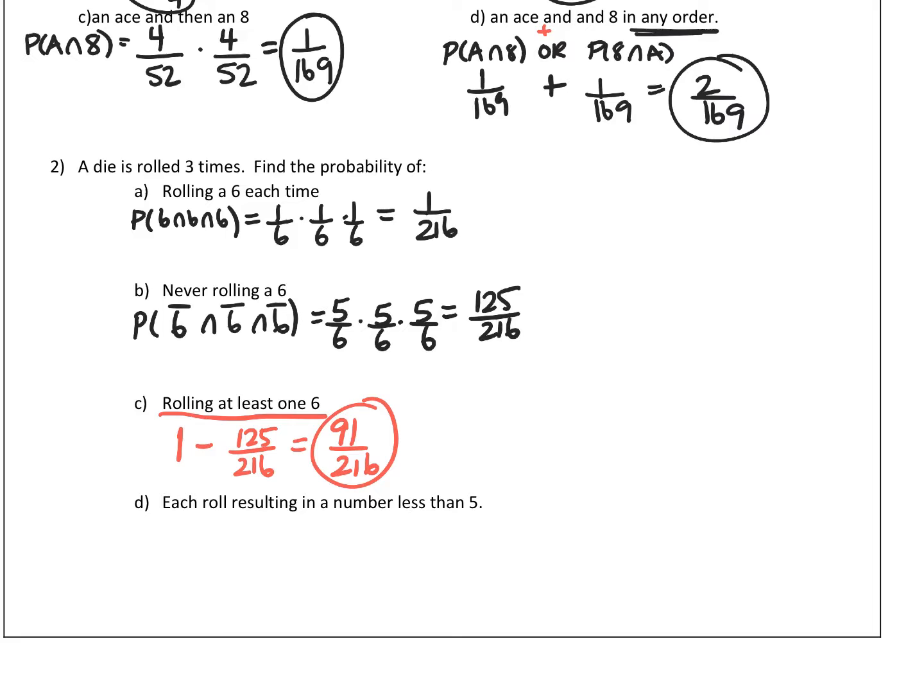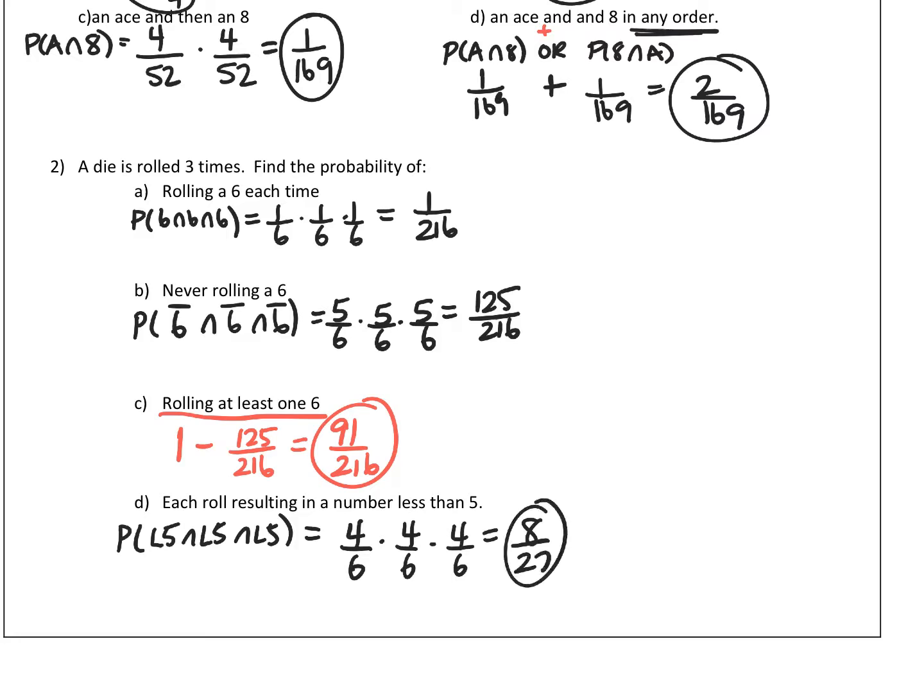And the probability that each roll is a number less than 5, right? So less than 5 and less than 5 and less than 5. That means I'm going to get a 1, 2, 3, or 4. So that's 4/6 times 4/6 times 4/6, which in reduced form is 8 over 27.